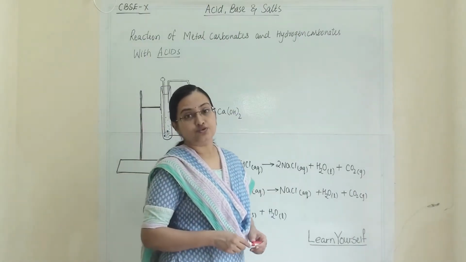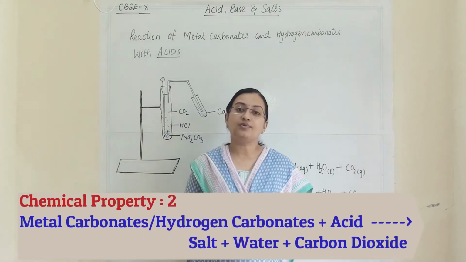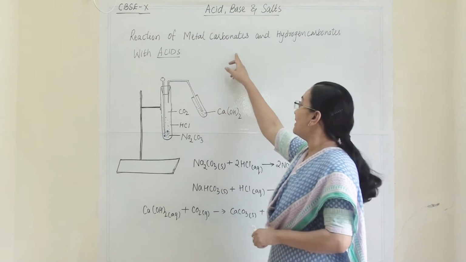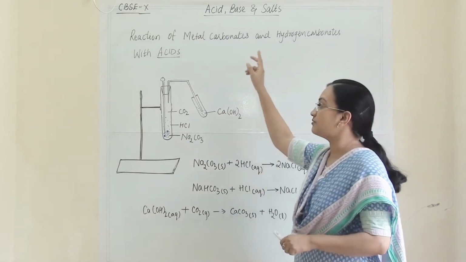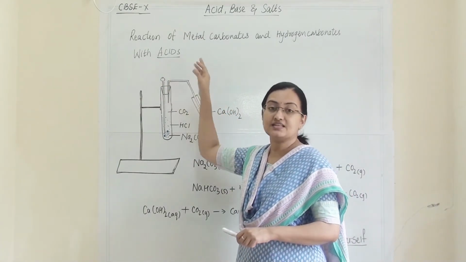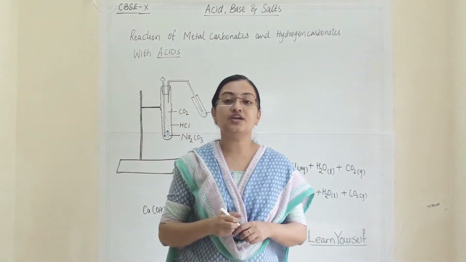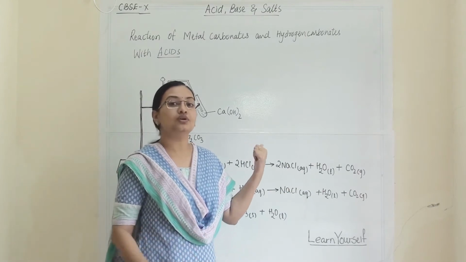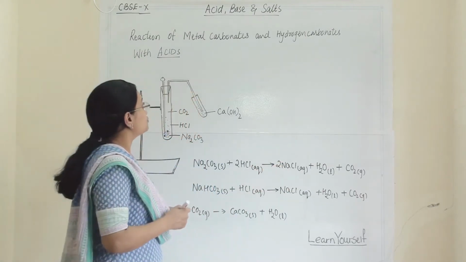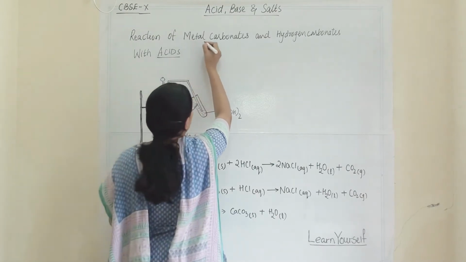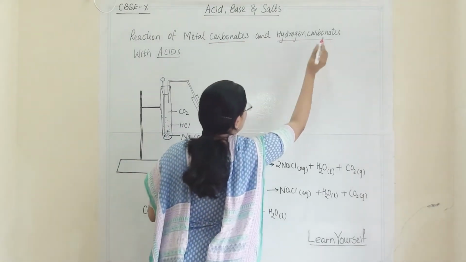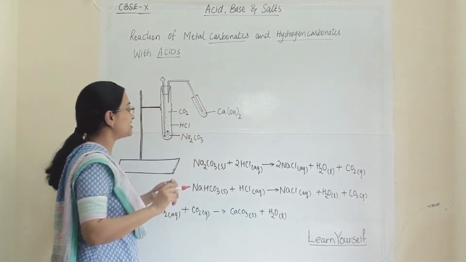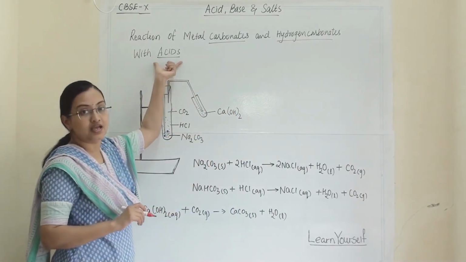Let us move towards another chemical property of acid, in which we are going to study the reaction of metal carbonates and hydrogen carbonates with acid. In this category, we are not going to react these two reactants with base. This reaction is only and only with acid. So the two reactants are carbonates and hydrogen carbonates: metal carbonates and metal hydrogen carbonates reacting with acid.